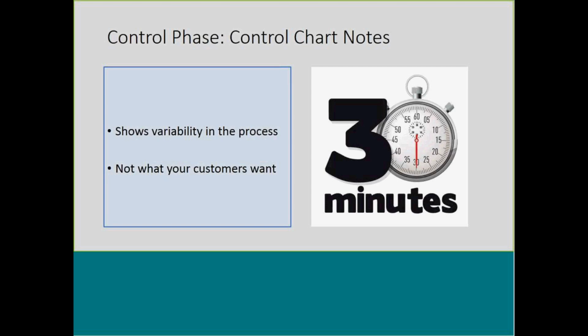So let's take some control chart notes. Again, the whole point of this is to show variability within your process, but within certain guidelines. Also note that it's not necessarily about what your customer wants when you set a control chart. A control chart is about guidelines that you set for yourself that are internal to your process.